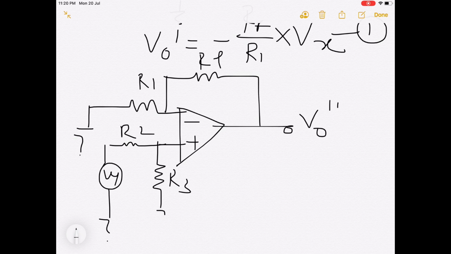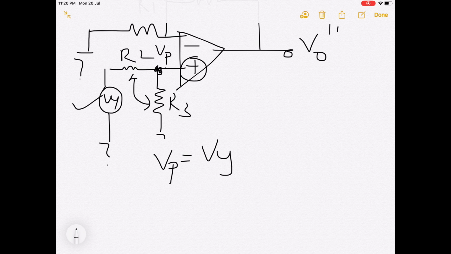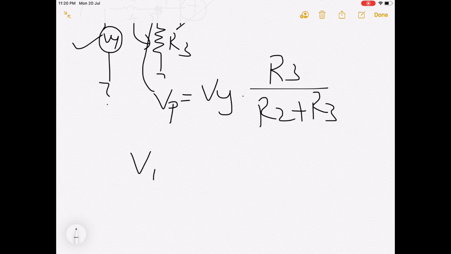So now which circuit is this? Input is applied at which terminal? Non-inverting terminal. That's why this circuit is known as a non-inverting amplifier. But here two resistors are there, so you have to calculate this terminal voltage, which we consider as Vp. What is Vp? By the voltage divider rule, Vp is given by Vy into R3 upon R2 plus R3. This Vp is useful for calculation of the output.